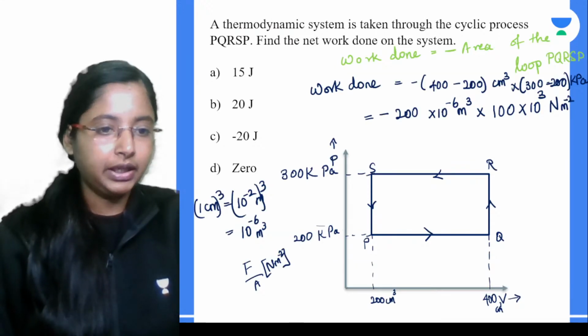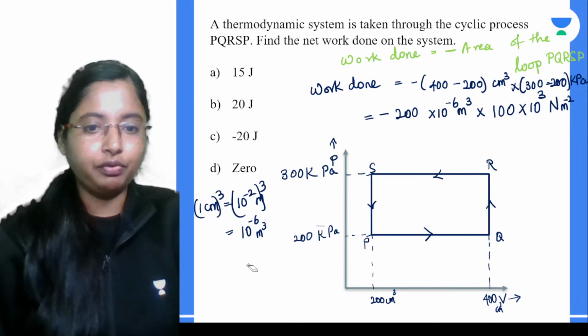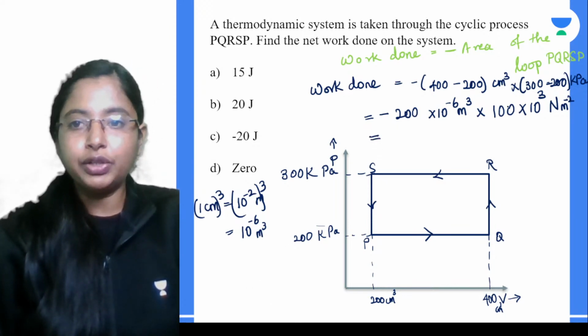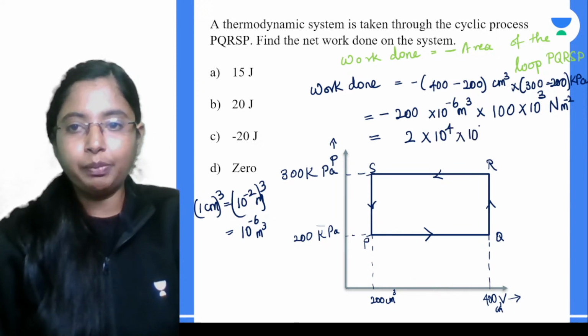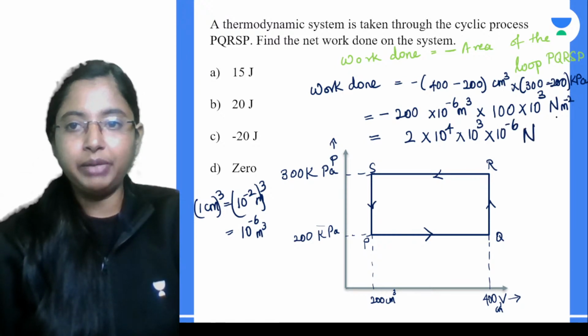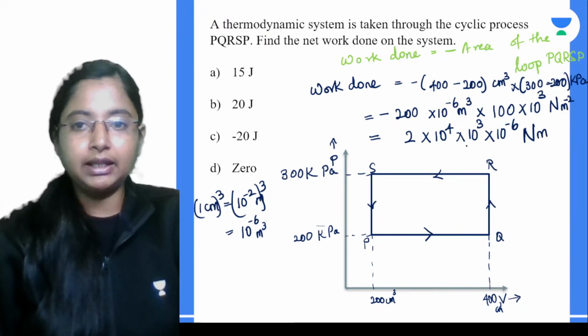From here just substitute, solve for this and substitute, you will get the answer over here, very simple. So here you will actually get 2 into 10 to the power of 2, and 2 zeros here, we can take it as 4, into 10 to the power of 3, into 10 to the power of minus 6. What about the units? We have Newton, meter square and meter square; if you cancel, you get Newton meter. So this is 10 to the power of 7 minus 6, so this is 2 into 10 to the power of 1.